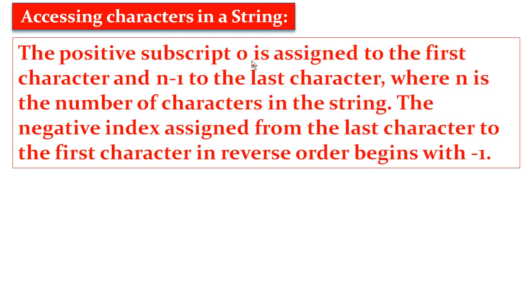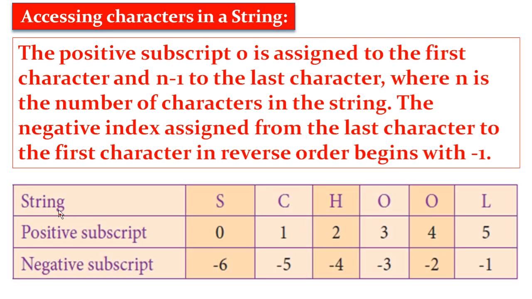Third one, accessing characters in a string. How to access the characters in a string? The positive subscript 0 is assigned to the first character and n-1 to the last character, where n is the number of characters in the string. The negative index is assigned from the last character to the first character in reverse order, beginning with -1. Here is an example. A string school. It has the total number of characters 6. The positive subscript is initiated with the index value 0 up to n-1, that is 6 minus 1, 5.